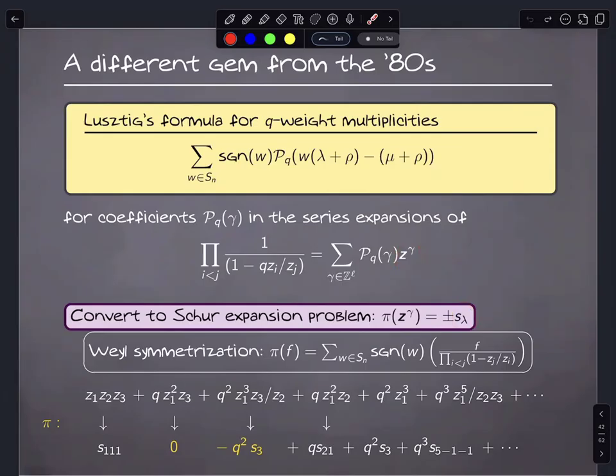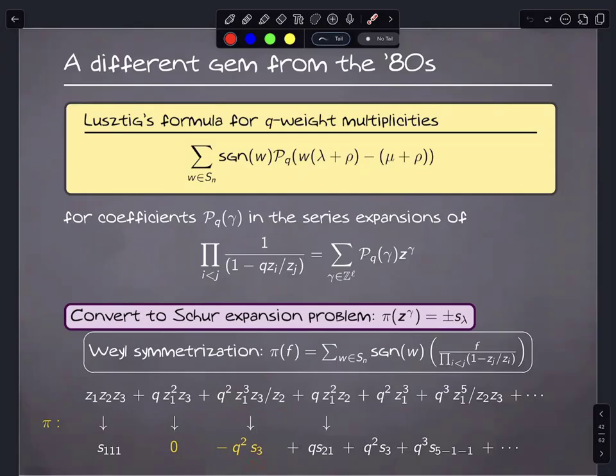But this is any vector. So if it's a partition, it definitely goes to a Schur function. If it's not a partition, it might introduce a negative. So anyway, if you Weyl symmetrize this, times a monomial, then first you have to geometric expand it. Then you apply the Weyl symmetrization. So each of these monomials goes to, well, some Schur function, but you might get a negative.